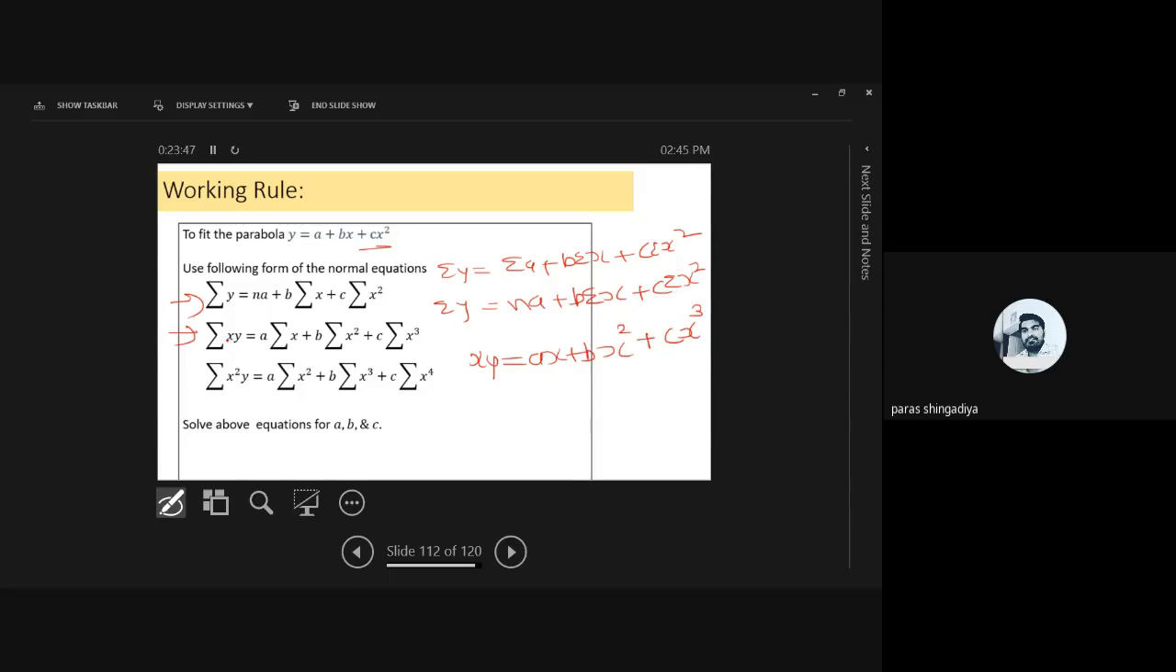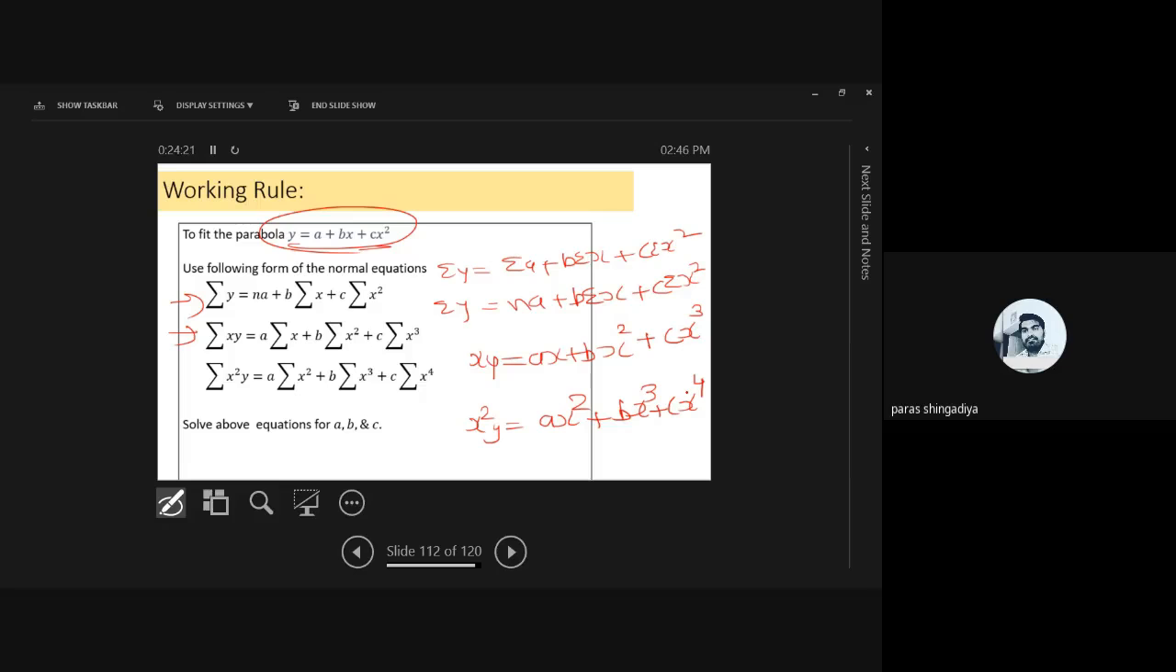And now to derive the third equation, multiply the main equation by x square. पहले x से multiply करना है, पहले simple sigma apply करना है, then after multiply by x and then after x square. So multiply x square, so it will be x square into y is equal to a into x square plus b into x cube plus c into x raised to 4. Okay, x square से multiply करना है to the main equation.